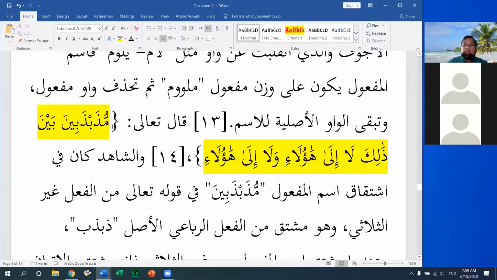مذبذبين بين ذلك لا إلى هؤلاء ولا إلى هؤلاء. This pattern of the verb we haven't studied as yet. This is a 4-letter verb from ذبذب. And اسم الفاعل will be مذبذب.